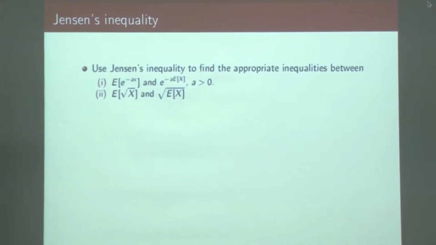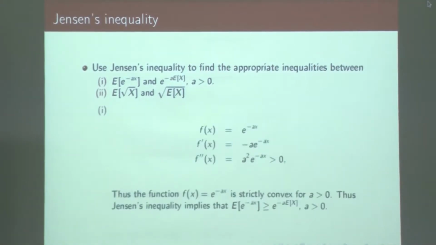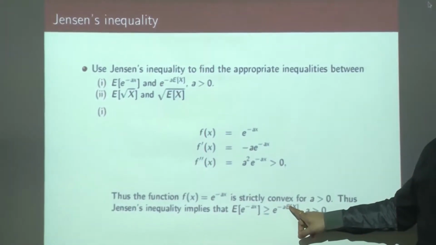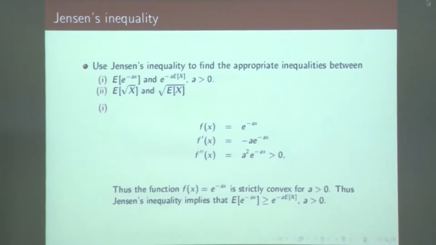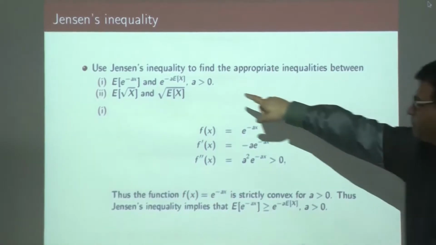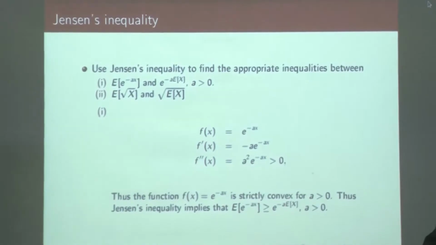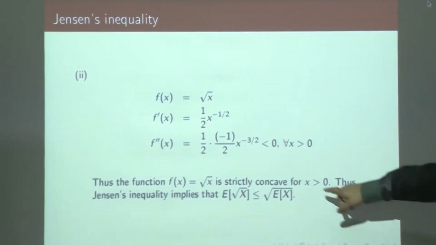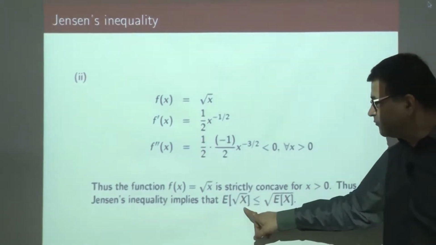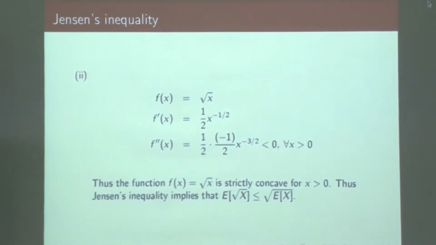It is e raised to minus ax, and in the other case the function is the square root of x. So if we take the second derivative, that comes out to be positive. So that is convex from the definition that we had. That means if it is convex, then the expected value of the function will be greater than or equal to the function evaluated at the expected value. So that is the relationship here. Similarly, in this example, the second derivative comes out to be negative. So the relationship is that the expected value of the function is less than the function evaluated at the expected value.